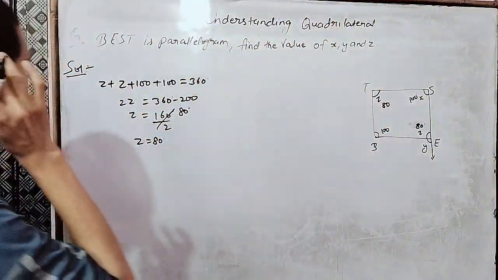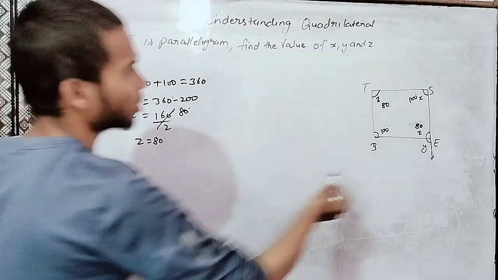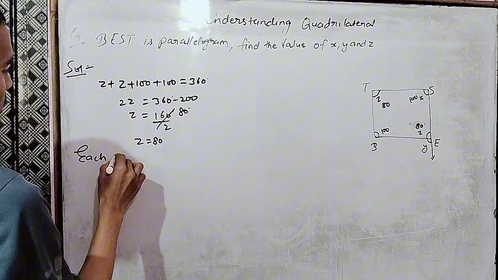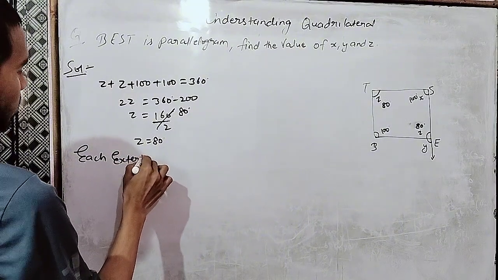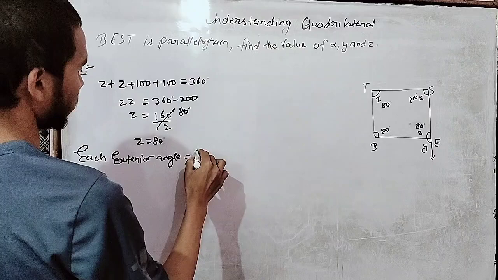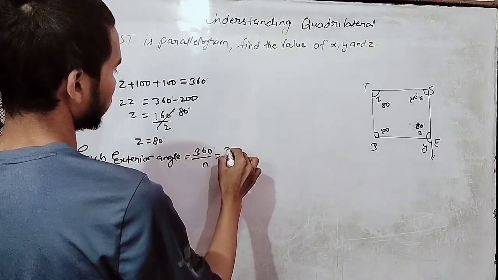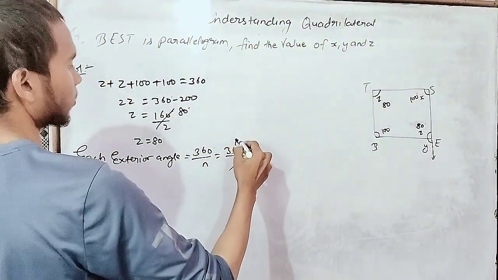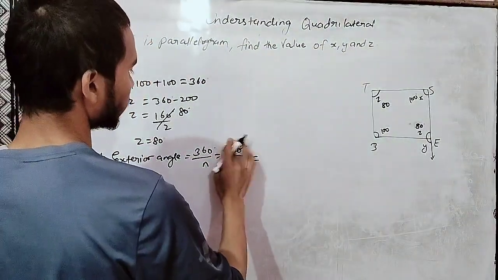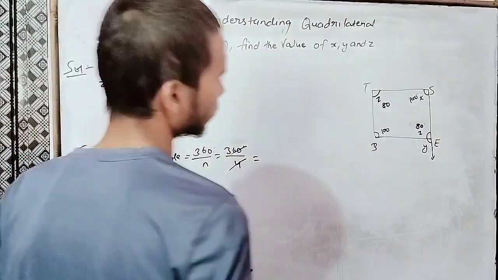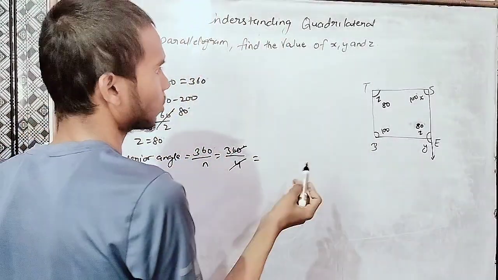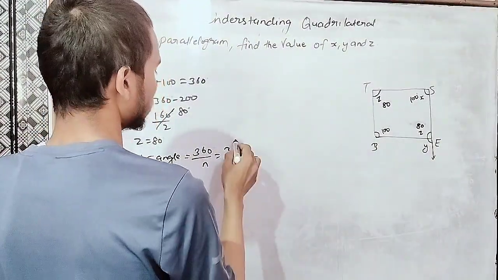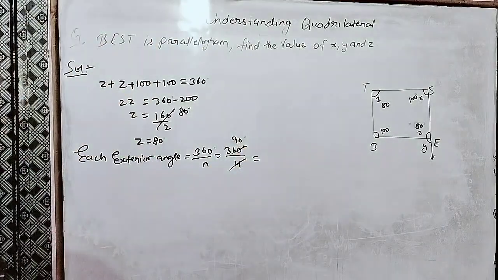You can find out the value of each interior angle. Each exterior angle is 360 by n, 360 upon n, which is 90. Four sides. So it is 90, but it should be 100.